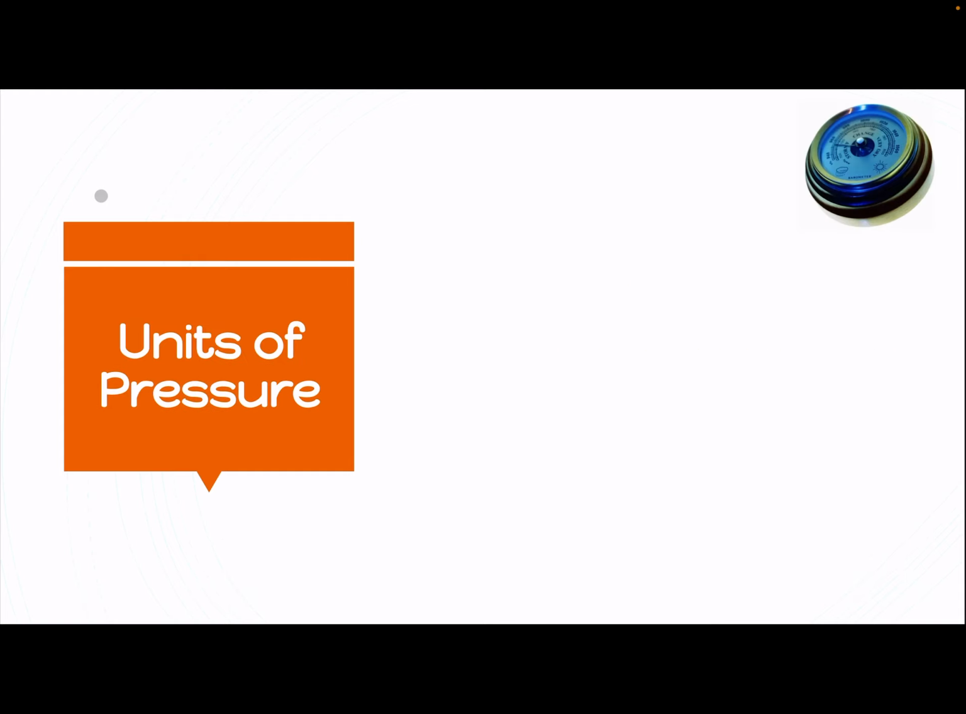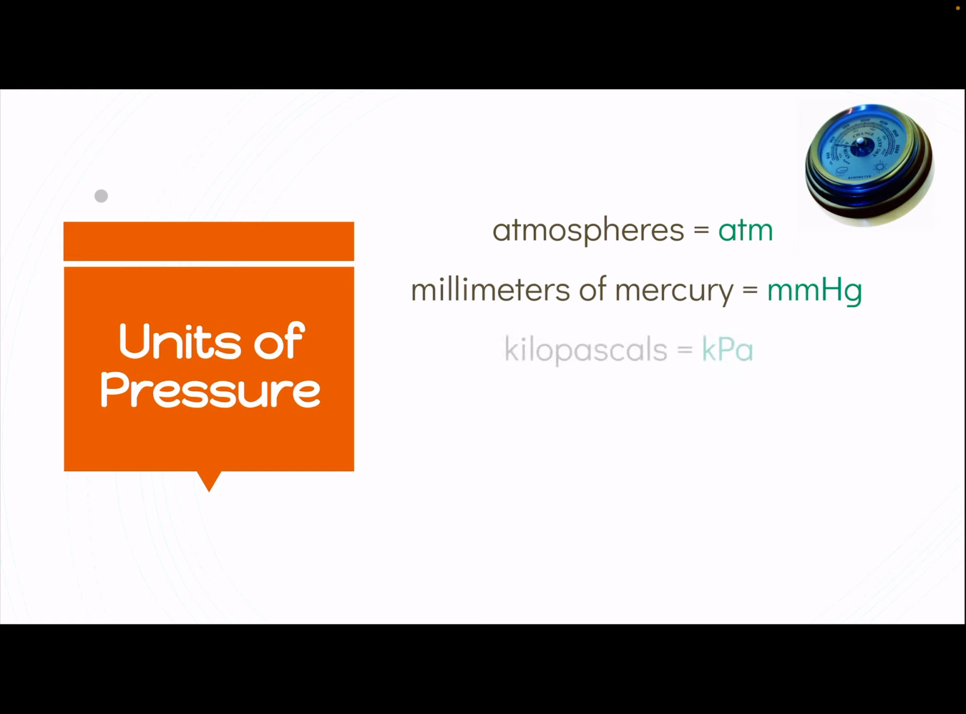So there are several units that we will be talking about for pressure. They are atmospheres, millimeters of mercury, kilopascals, and torr. The one you are likely most familiar with is PSI, which is pounds per square inch. So I will relate everything back to that.